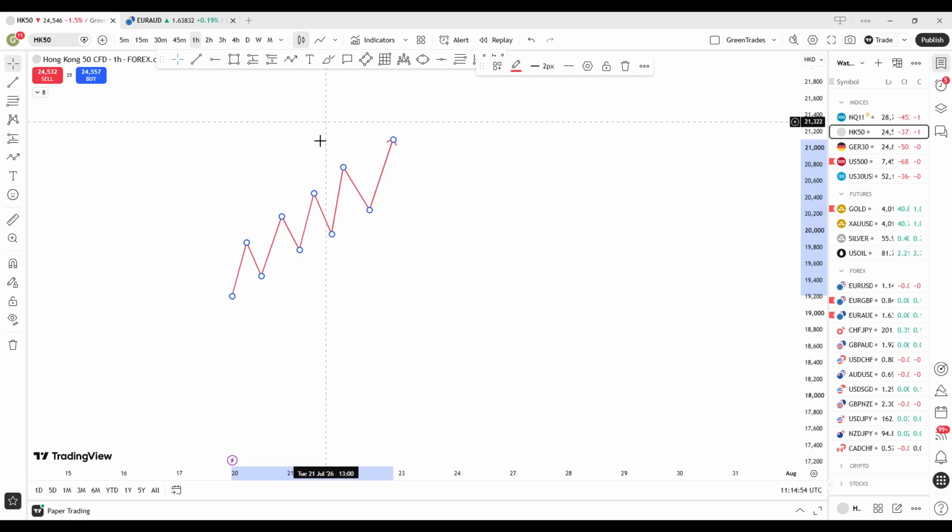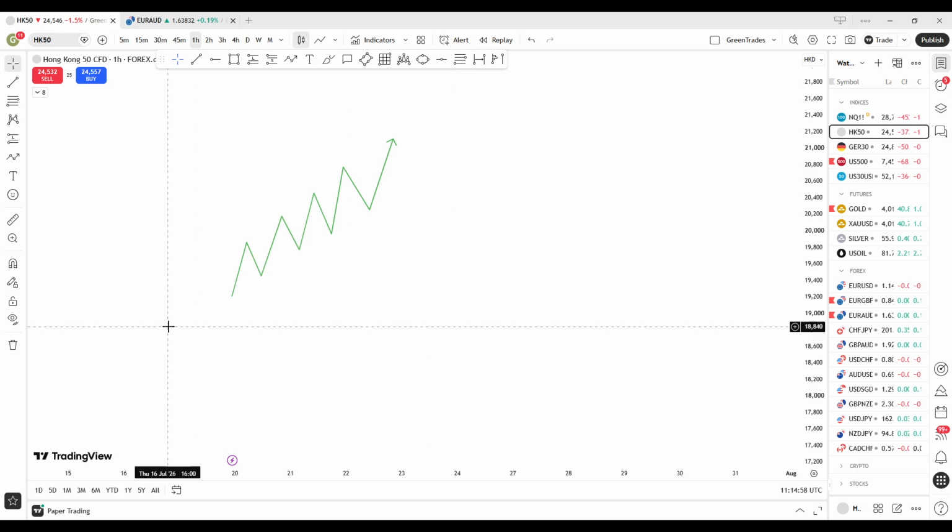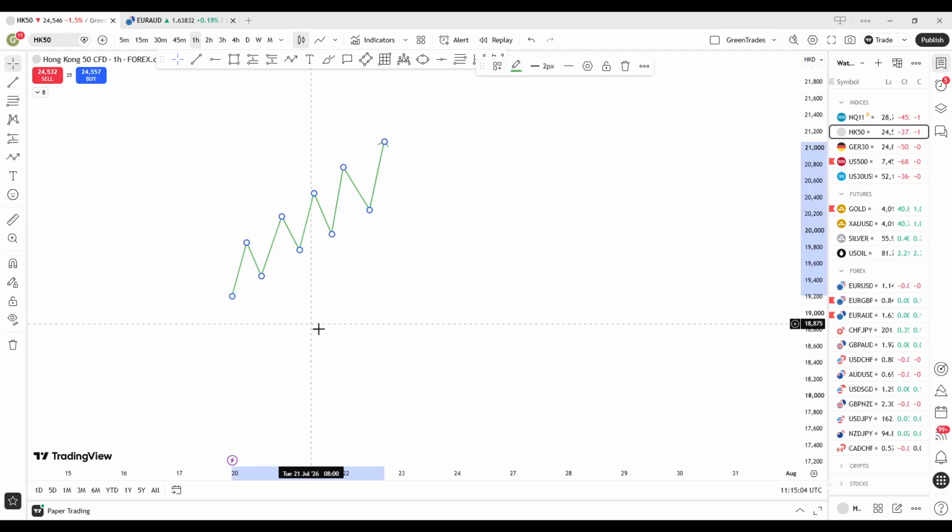This is how a bullish market moves. Let's make it green so it indicates that it wants to go to the top. So when the market wants to go to the top, it's always going to move like this. It's always going to move like this.